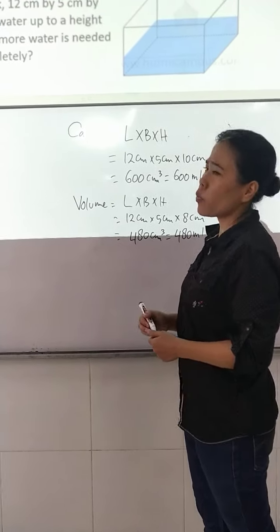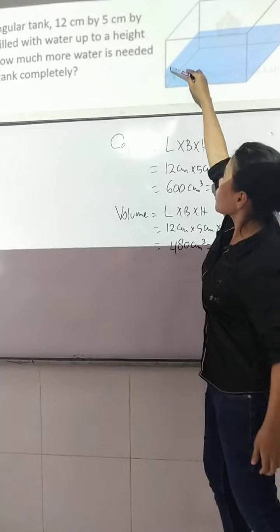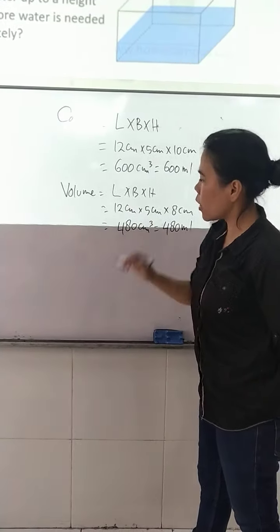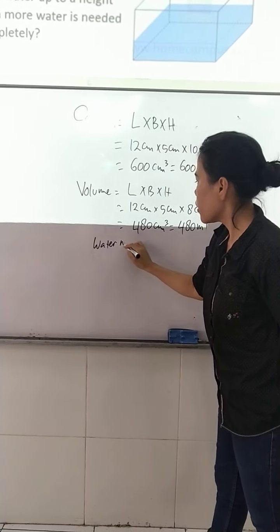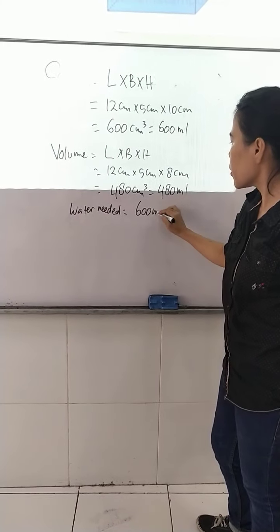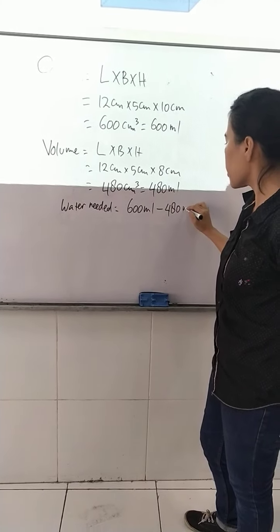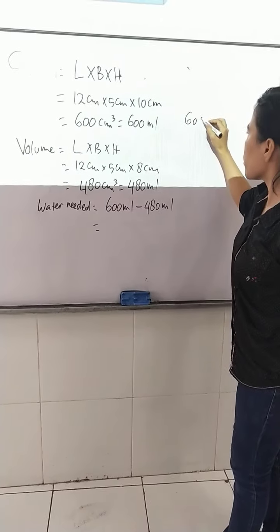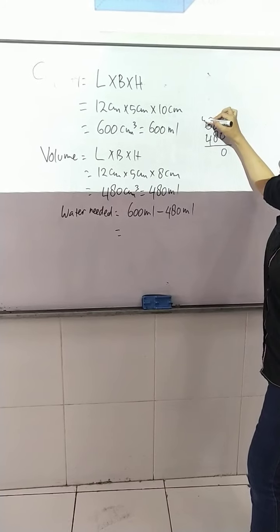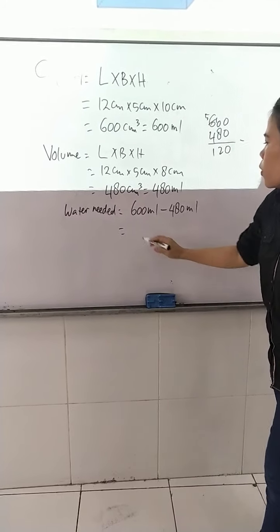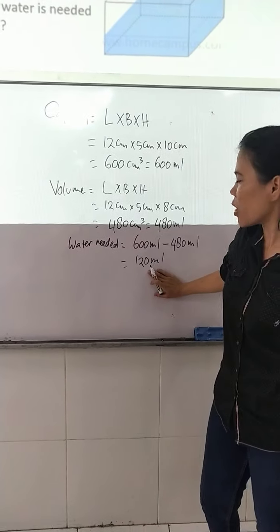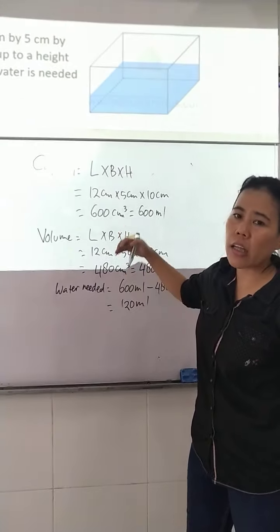We need to find how much more water is needed to fill it completely, to its brim. So we need to subtract it to find the water needed, equal to 600 milliliter minus 480 milliliter, which equals 120 milliliter. So we need 120 milliliter more water to fill it to its brim.